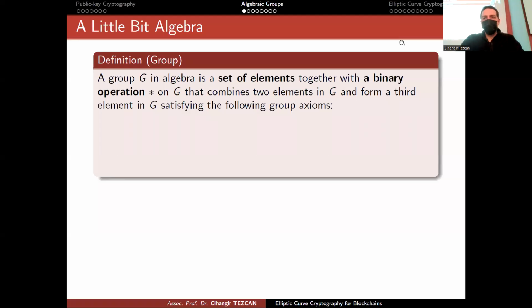All right. So in order to understand how elliptic curve cryptography works, we need to have some basic algebra. So I will briefly mention what a group, ring, and field is. So let's start with a group.